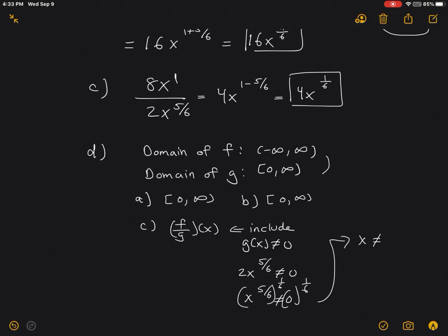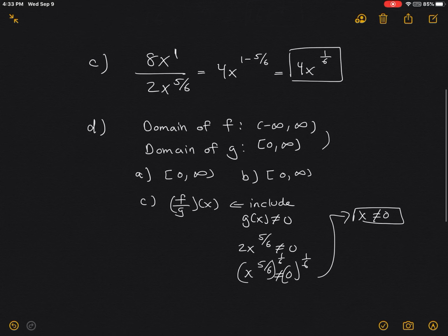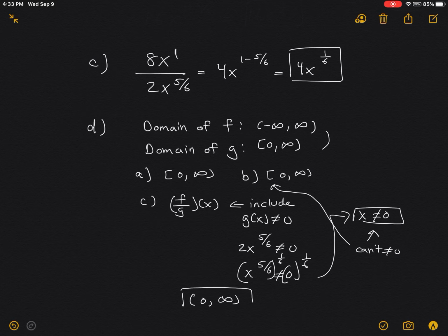You are going to get x cannot equal 0, basically. All right, so the answer for part C is, I take a look at what I have in A and B, right? It's basically the same thing, 0 to infinity. The only thing I need to change is that it can't equal 0. I just need to change this bracket into a parenthesis. So 0 to infinity would be my final answer for part C.